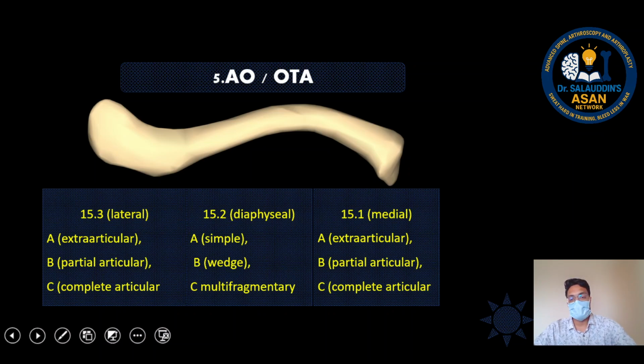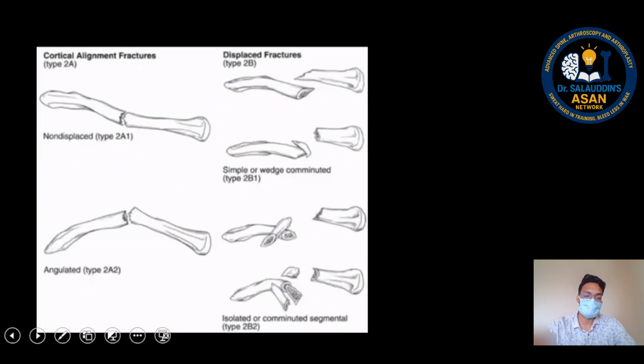So 151 the medial end and the lateral end have similar articular surfaces. So the classification for any articular surface of any long bone is similar: A, B, C, where the fracture is extra-articular, partial articular, or complete articular or intra-articular fracture. So any articular surface of long bones is divided similarly. The difference comes in the shaft.